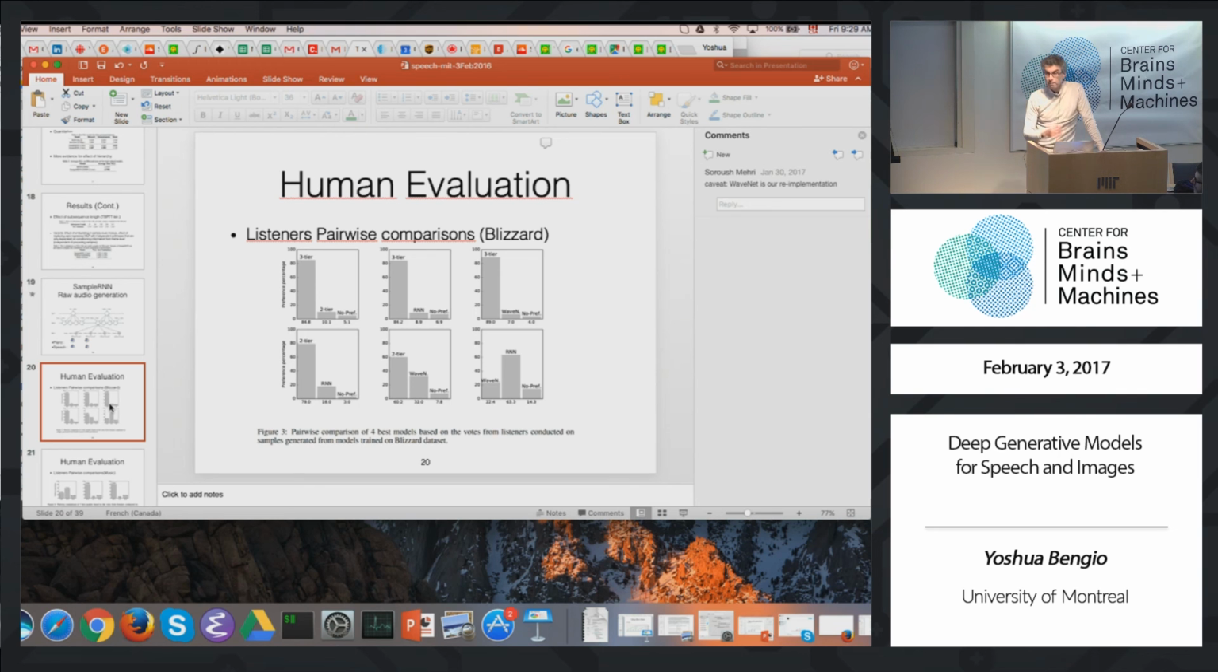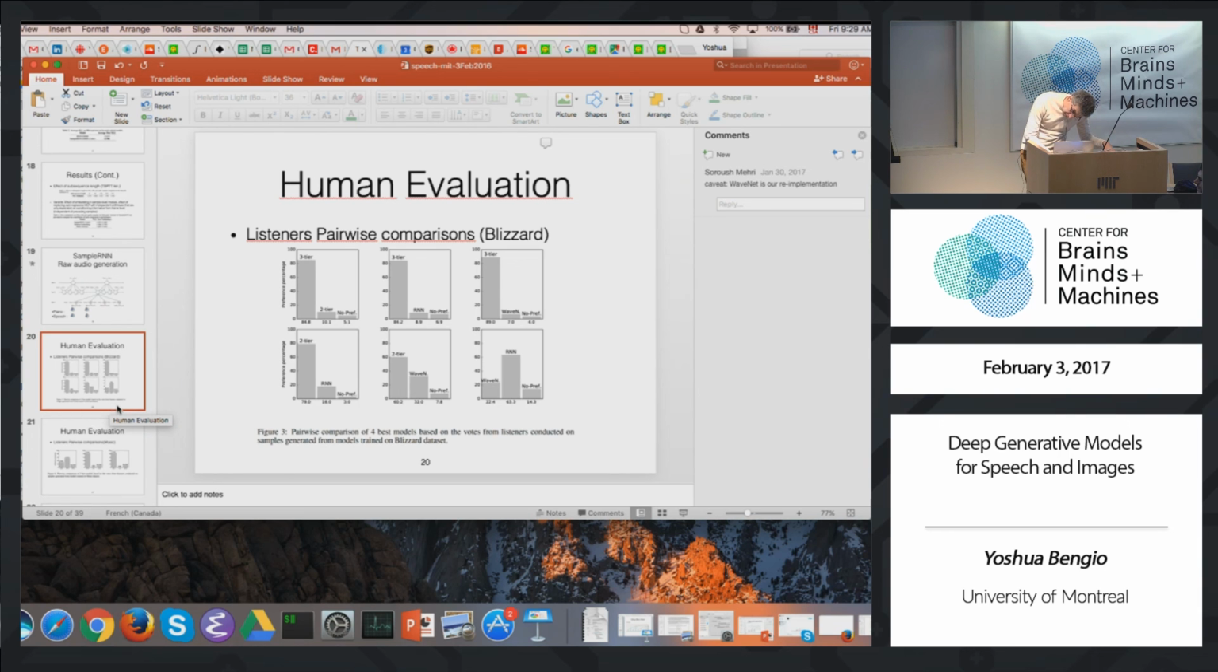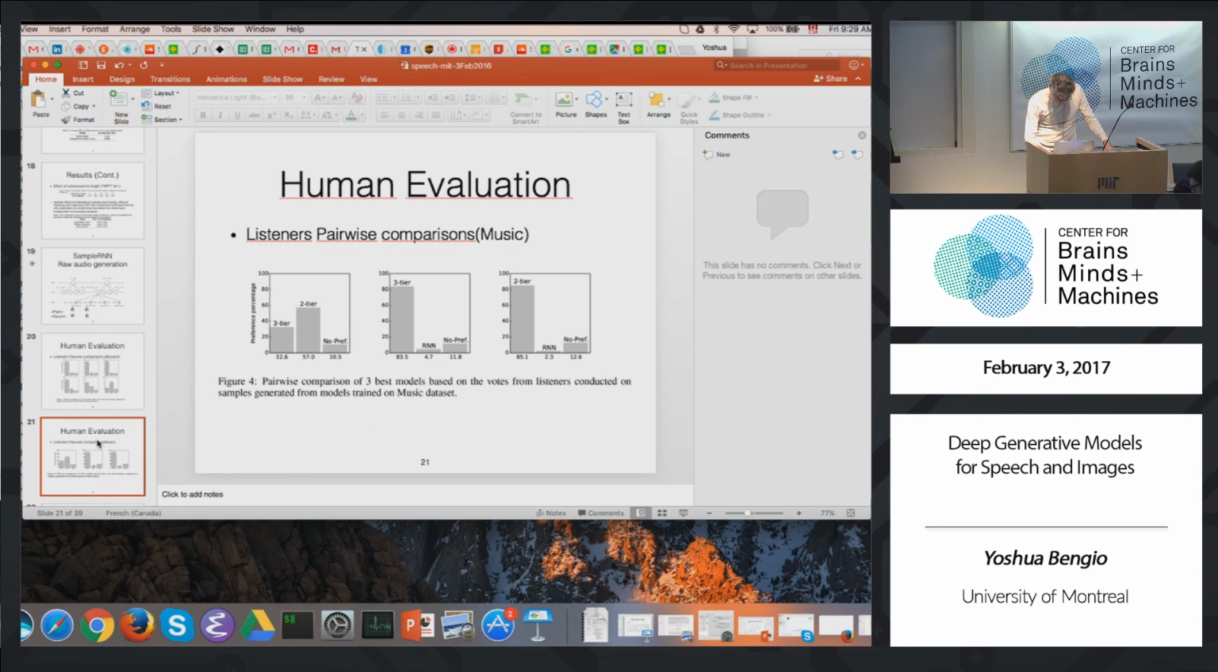We asked people to compare these kinds of speech, unconditionally generated speech. And so we made pairwise comparisons between different models. 3-tier is the one that has 3 levels, 2-tier is 2 levels. The WaveNet is our implementation of the WaveNet architecture. And RNN is the single level ordinary GRU RNN. So you basically see either the 3-tier or 2-tier model working better, depending. I guess 3-tier here is working always better.